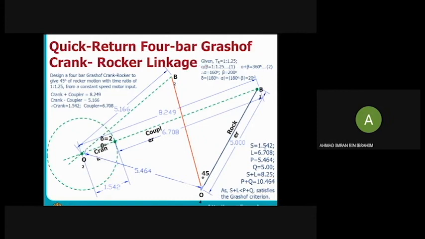But you need to check this one using the Grashof condition, right? S is 1.5, L is 6.7, P, Q. Then you need to check with the Grashof condition. If it satisfies the Grashof condition, then you're good to go. But let's say this one is not satisfied, right? S plus L is not less than P plus Q, then you need to redo all over again, right? But normally you can get this satisfied.